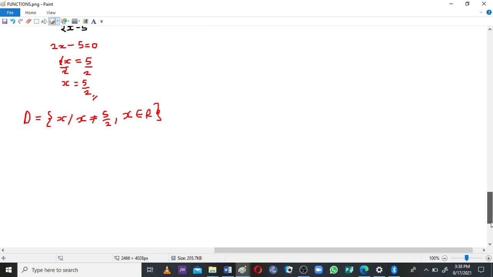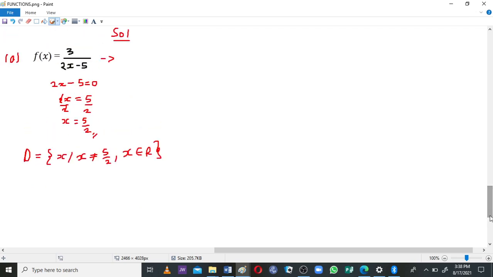Solving the range for this function, you just need to analyze your function again. Look at this here. From your domain, you can determine what your range will be. Your domain has only excluded 5 over 2. When x is equal to 5 over 2, your function is not going to be defined. So what should be your range? In short, what will be the actual values of your outcome?